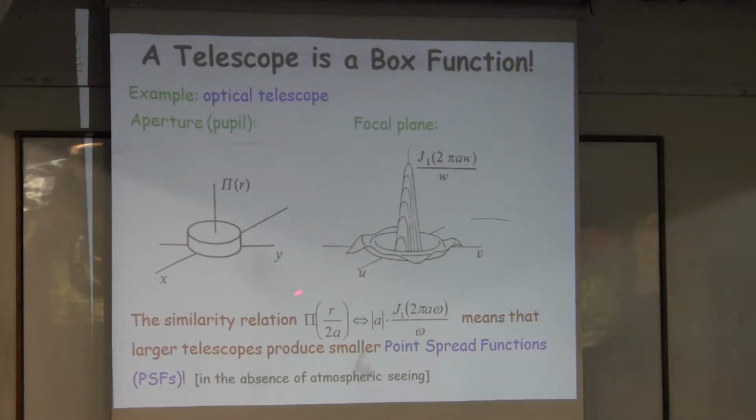Okay. So let's say this represents the aperture of our telescope. Of course, it's a very simplified telescope, but then the focal plane will get this function.